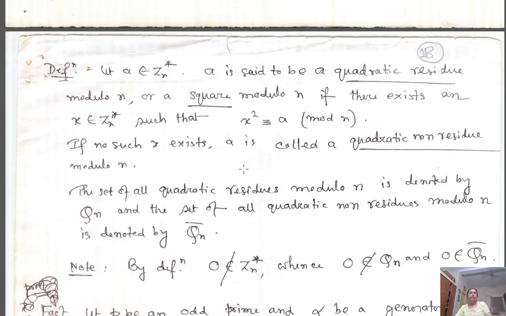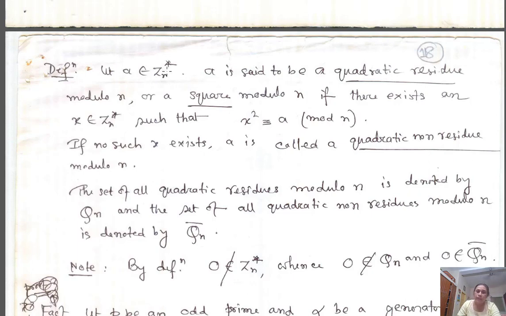Now this is another thing that we have to learn. This is called Zn star. All the elements in Zn star can be divided. N is any integer, and A belongs to Zn star. We say that A is quadratic residue or square modulo n. What does this mean? That means A can be written as the square of some integer from here.